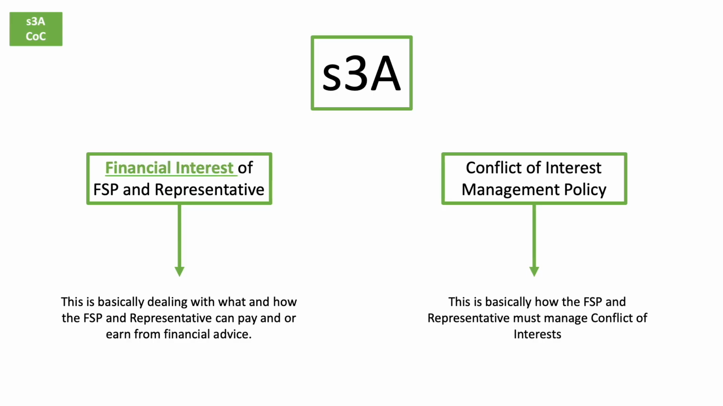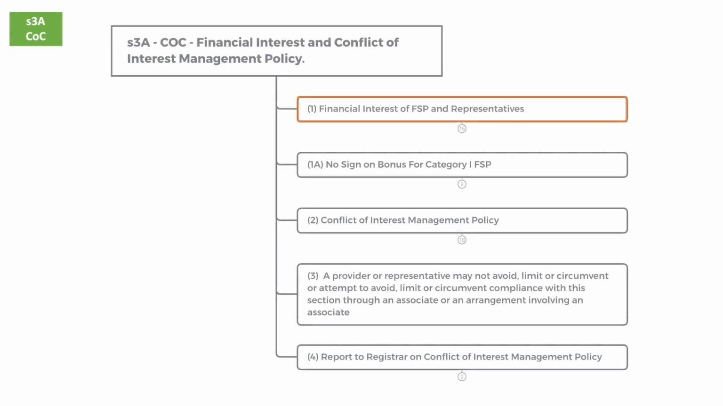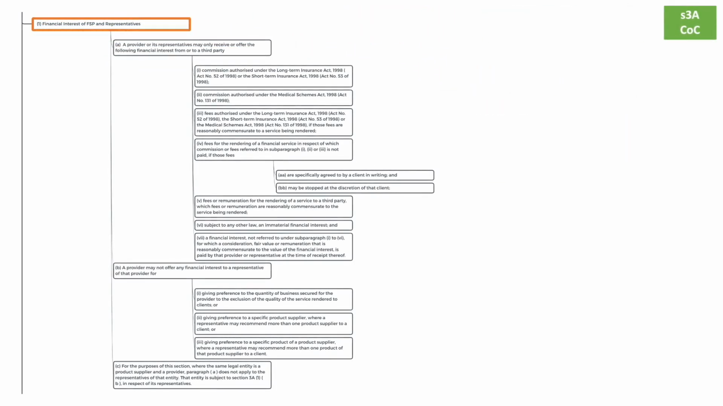Here we look at the financial interest of the financial service provider and representatives. These paragraphs highlight what the FSP and representatives can receive or pay in terms of compensation. An FSP and or its representative may only receive or pay financial interest from or to a third party. Here it is important to highlight that these subparagraphs relate to a third party and not between the FSP and its own representatives.